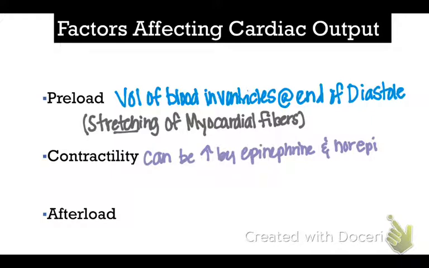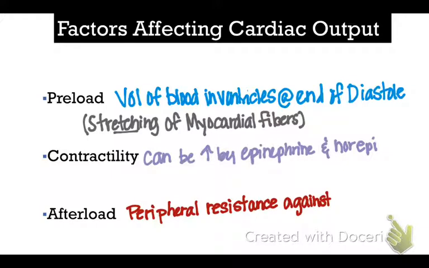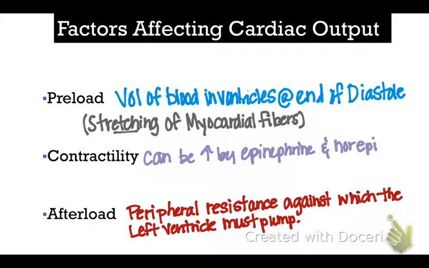So increasing contractility can raise your stroke volume by increasing your ventricular emptying. And then your afterload is the peripheral resistance against which the left ventricle must pump.